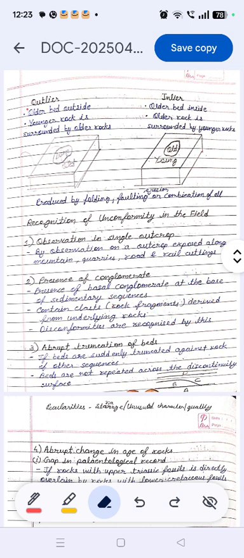Now recognition of unconformity in the field. First is the observation in the single outcrop. By observing the outcrops exposed along mountains, quarries, roads and rail cuttings, and presence of conglomerate. Presence of basal conglomerate at the base of sedimentary sequences. It contains clasts derived from the underlying rocks. Unconformity is recognized by this.